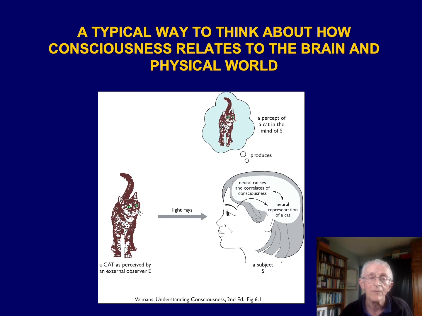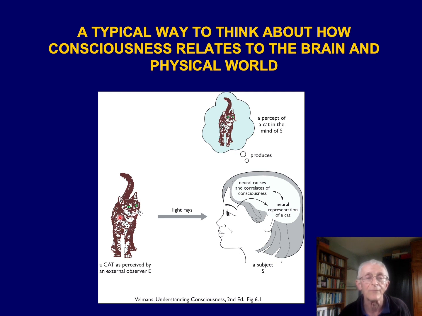Now, the way to get into that is to consider a normal model that we have in our minds about the nature of ordinary visual perception. So in this diagram, we have three things. We have an object out there in the world, in this case, a cat.